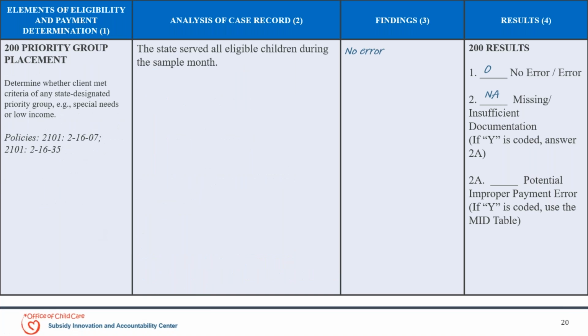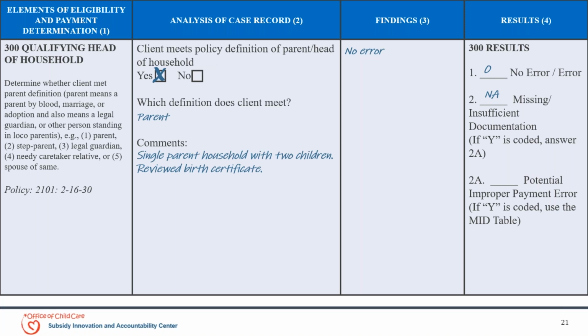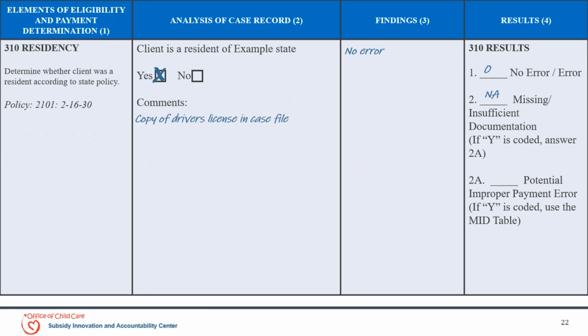Element 200 is the same as last time. There's no error. It's not really an issue in the state since we served all eligible children during the sample month. Element 300, again, is the same as last time. There's no error. Birth certificate was present in the case file. Element 310, again, the same as last time. The client is a resident. A copy of the driver's license was in the case file.